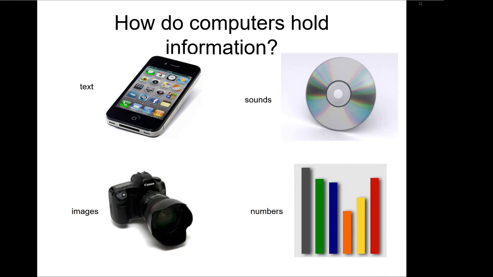So we can store information on our cell phones. We can take digital images with a camera. Music can be stored on a compact disc, not so common anymore today. We can store just data, statistics, in spreadsheets as numbers. How does all of this get stored in the computer?